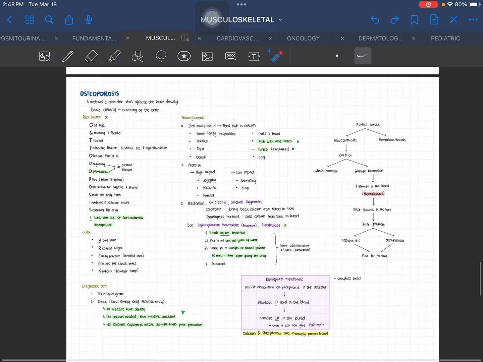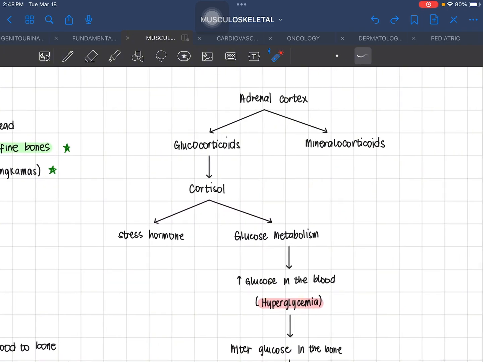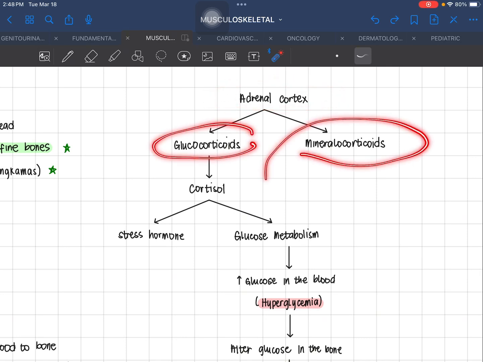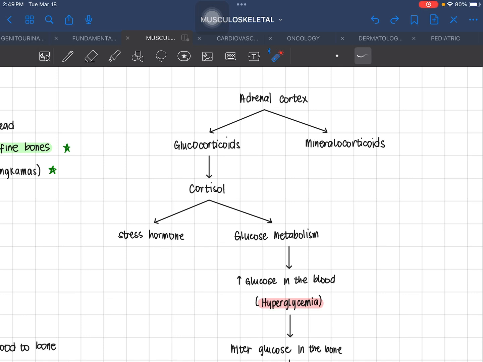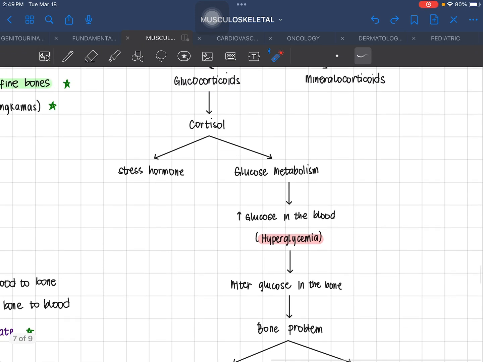So, dito naman sa pathophysiology. So, adrenal cortex, under nun is glucocorticoids and mineralocorticoids. So, di na natin i-emphasize pa si mineralocorticoids dahil hindi naman siya ganun ka-important. So, under glucocorticoids is cortisol. So, under cortisol is meron tayong stress hormone and glucose metabolism.